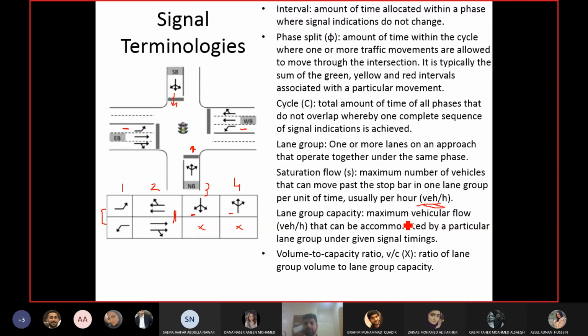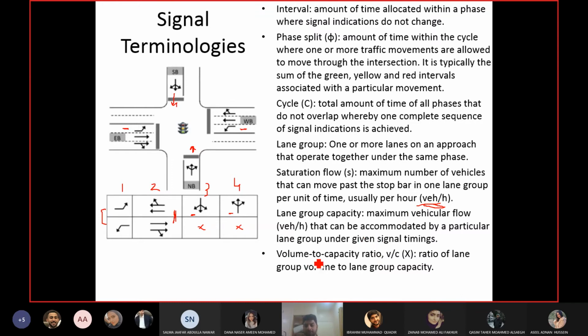Lane group capacity: the maximum vehicular flow that you can have from one lane group under the given signal timing. So this is the actual capacity now, the actual capacity of the lane group with the signal timing. You could have had, for example, 2000 vehicles per hour without the signal, but with the signal, from a particular lane group, you may have only 800 vehicles per hour.